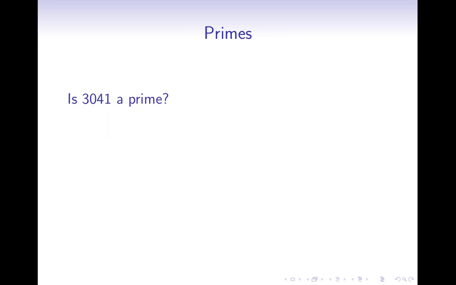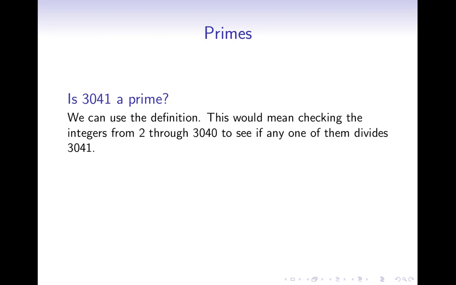If you take a larger number, for example 3041, and ask whether or not it's prime, checking can be a little bit harder. You could use the definition, which would mean that we would check the numbers from 2 through 3040. These are the positive numbers different from 1 and 3041, and see if any one of them is a divisor of 3041. But that would be sort of a tedious calculation.